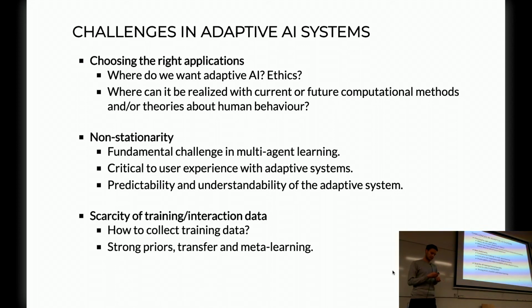And finally, usually the length of these kinds of interactions is quite short, and there's a scarcity of training data. So it's interesting to think how we can collect more, or what kind of methods to use. Here we had quite strong prior models or assumptions that we know certain types of models, but you could also use work like transfer and meta-learning.